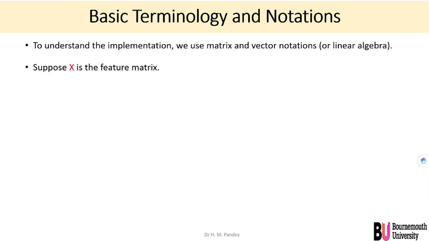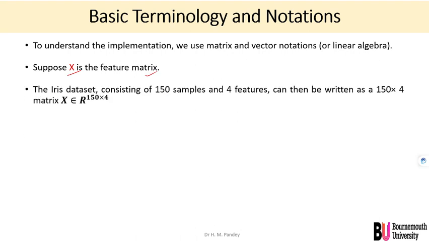Okay, so X is the feature matrix. And if X is your feature matrix, then we are using a real number to represent the feature matrix. How many features are there? 4. So 150, generally we use m cross n, if you are clear about this. So 150 rows, 4 columns.